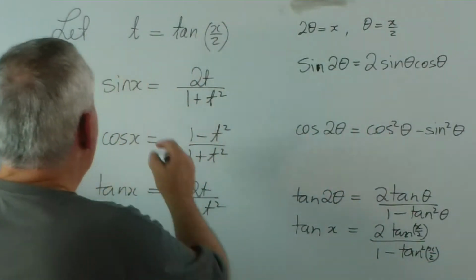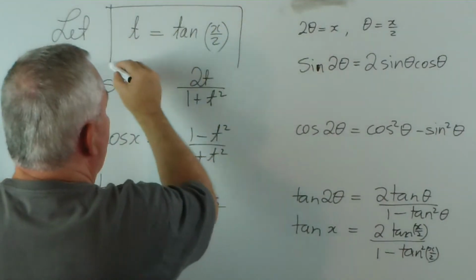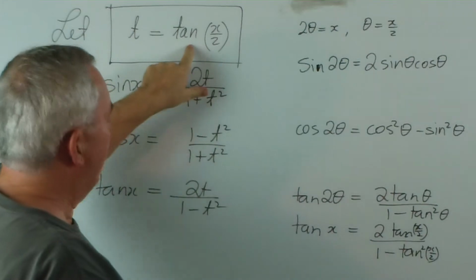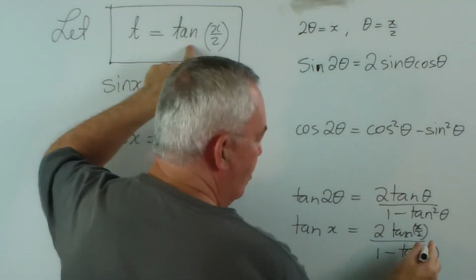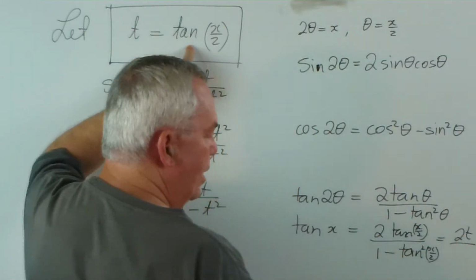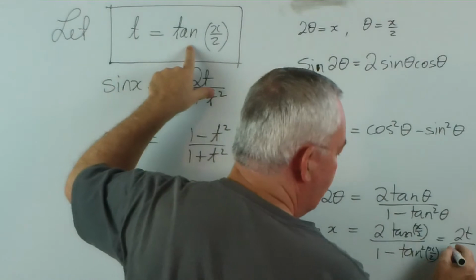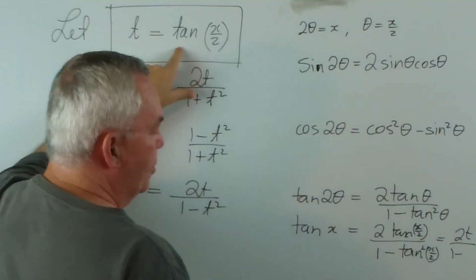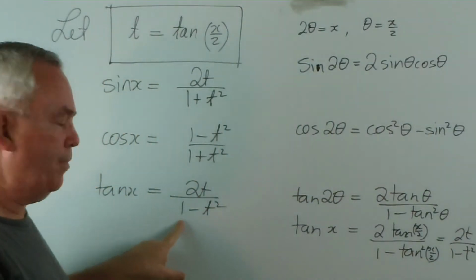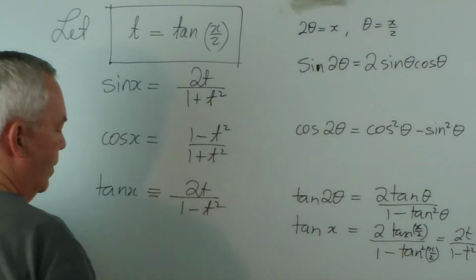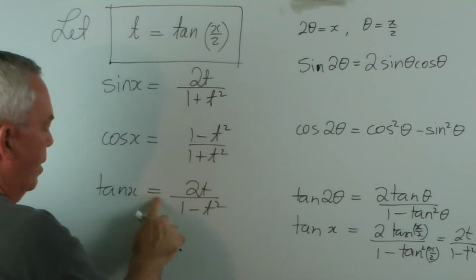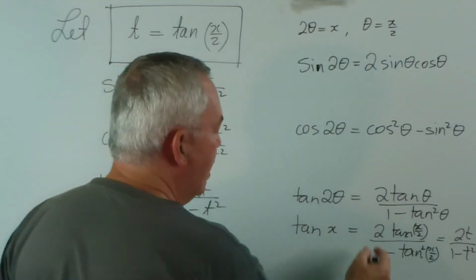And remember our first definition is that the letter t would represent tan x on 2. So this would represent 2 times t, 2 times tan x on 2, over 1 minus tan x on 2 squared, which is 1 minus t squared. So that's where this equation comes from. An identity, if you like, but we'll just call it the t-formula. So that's the tangent.